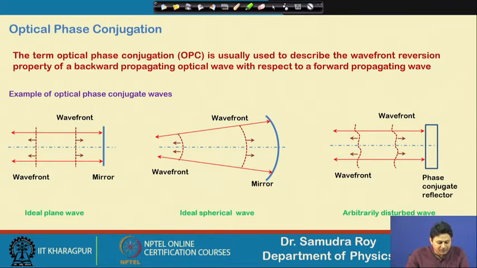So, there are three different examples shown in this particular slide. If you see, in one case we have a mirror, and the wavefront which is parallel to the mirror is propagating towards the mirror and reflected back. If there is no distortion in the mirror, the same wavefront will be reflected from this mirror, and this is an example of an ideal plane wave. This ideal plane wave which is reflected back from the mirror is nothing but the phase conjugated wave.